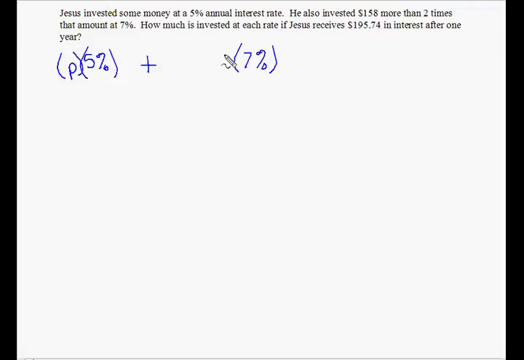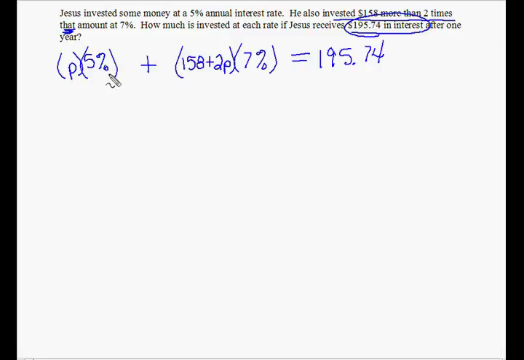But what's invested at this second account is, according to the statement, $158 more than 2 times that amount, and that refers to the P that we've already used. So that would be 158 plus 2P. From both of these accounts, he is earning $195.74. Now this interest earned should always be associated with the percentage when you're setting up an equation.